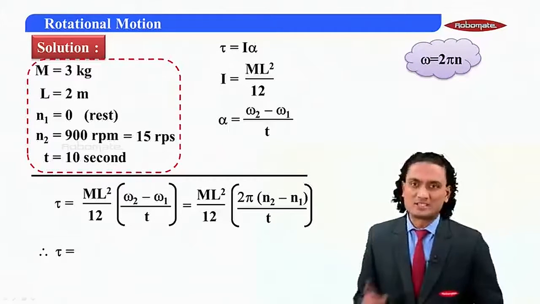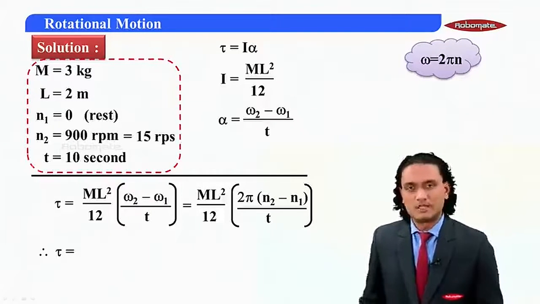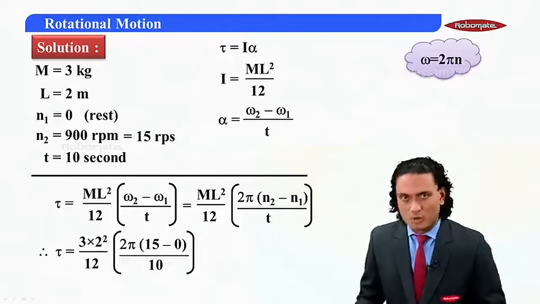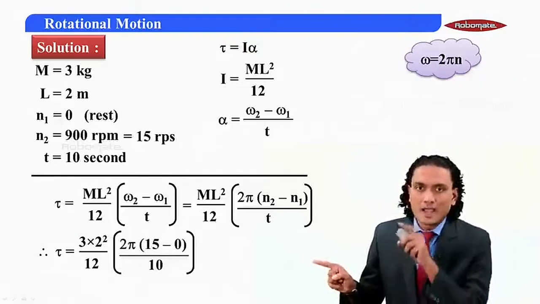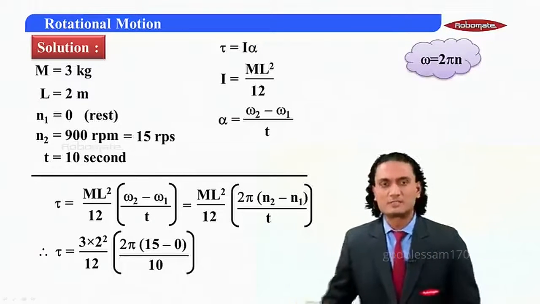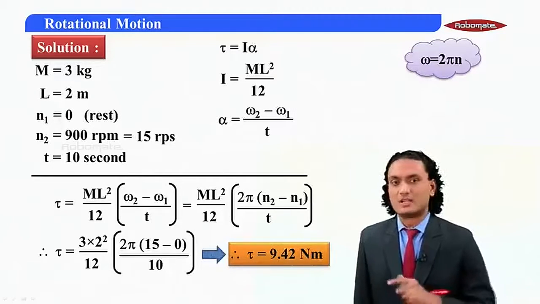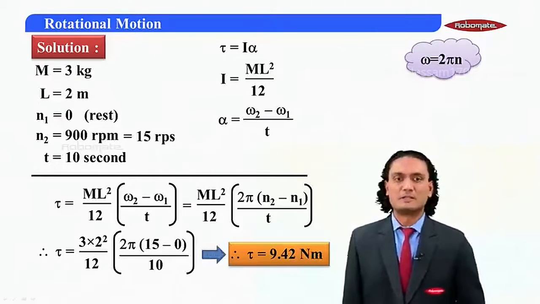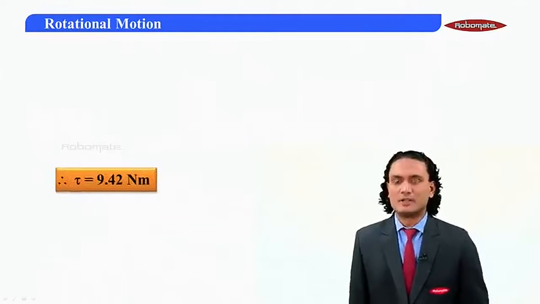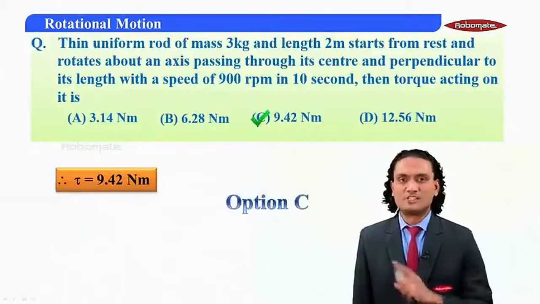Now students, after this it's very simple. Mass is given, length is given, n1, n2, T is also given. Can you substitute? Yes, if you substitute, you will get mass is 3 into length is 2, so 2 square upon 12 into 2 pi, n2 is 15, n1 is 0, upon T is 10. So can you solve this students? If you solve this, you'll get the answer as torque is exactly 9.42 Newton meter. Isn't this very simple? Okay, now let me bring back the question and we need to find out which is the correct option. Which option is the right one students? Option C is the correct option.